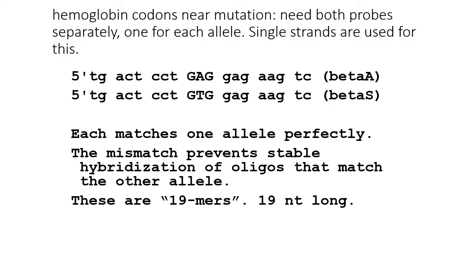Okay, so here's just one version of the sequence of interest. The wild-type allele has a GAG codon at position 6 in the protein. The mutant allele has a GTG. So those two alleles differ only in a single nucleotide, and that's what we're going to use to try to detect the correct match on our filter. The oligos are going to be 19 nucleotides long. So the point is, again, the mismatch will prevent stable hybridization, and that will allow us to distinguish the genotypes of the people.